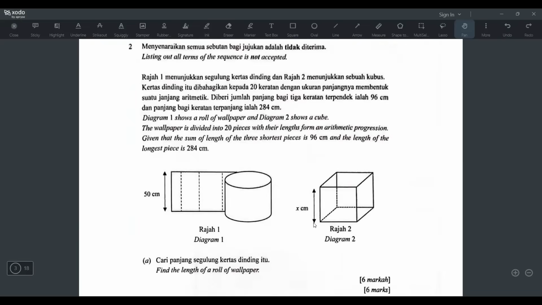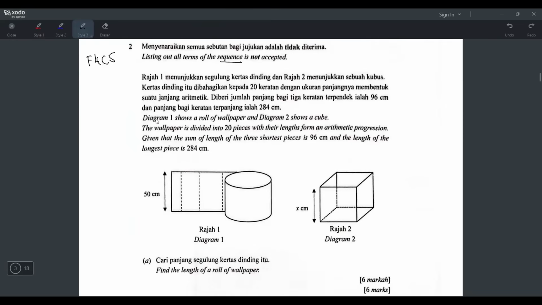Okay, let's do question 2. First of all, let's see what chapter first. All right, listing out all the terms of sequence is not accepted. All right, this is definitely from form 4 chapter 5, the progression chapter, the janjang. How I know so fast is because they say listing out all terms of sequence is not accepted. So it's definitely progression. Yeah.